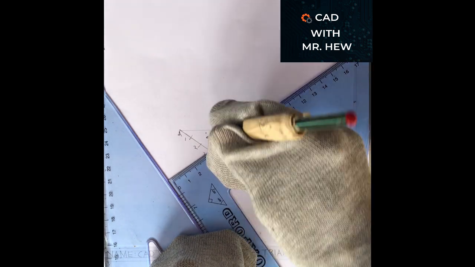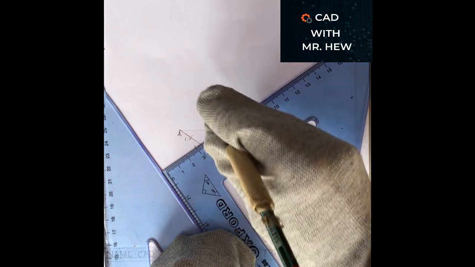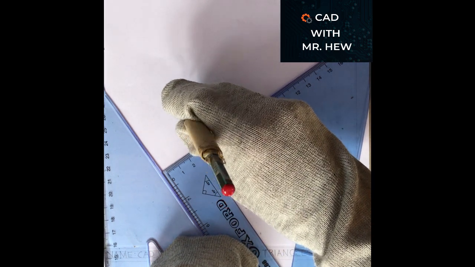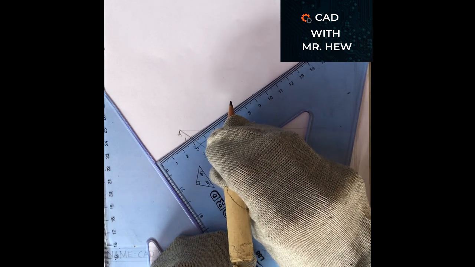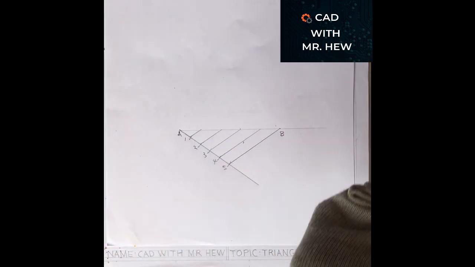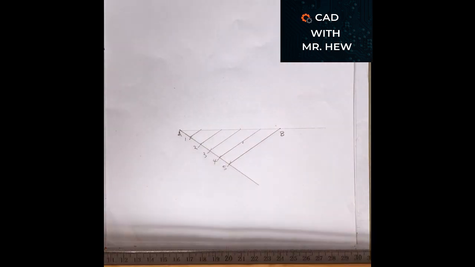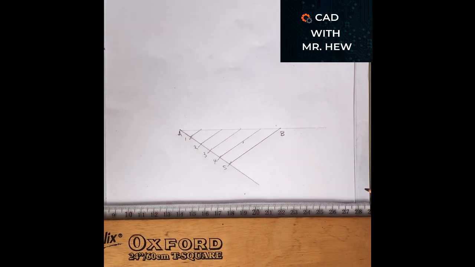We're going to slide up the first set square to 3. We're going to slide the set square to 2. Then we're going to slide the set square to point 1. This is how you divide a given line into a number of equal parts. So we divided the line AB into 5 equal parts.